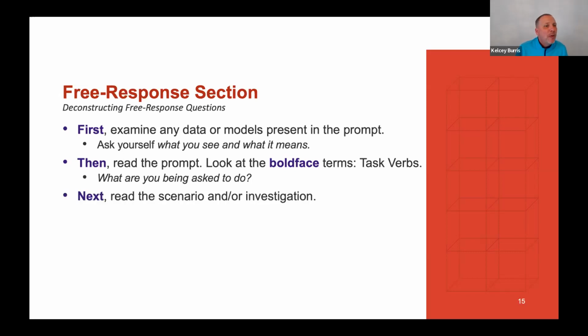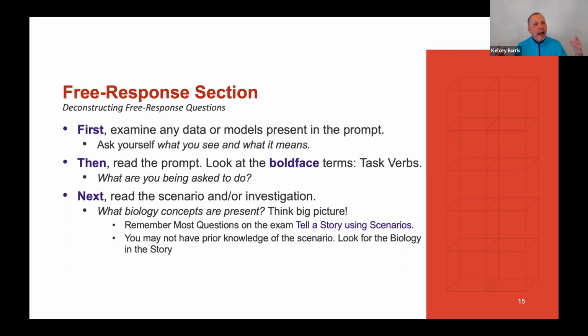Next, that's when we're going to have you read the scenario and/or investigation. And we're going to ask you to think and ask yourself, what biology concepts are present? Think big picture. Are they talking about cell transport? Are they talking about cell communication? Are they talking about natural selection? What are they talking about?